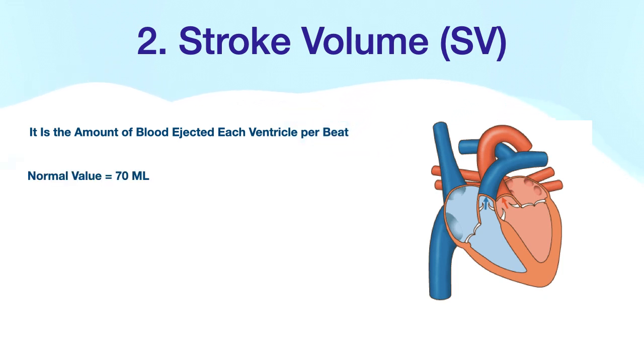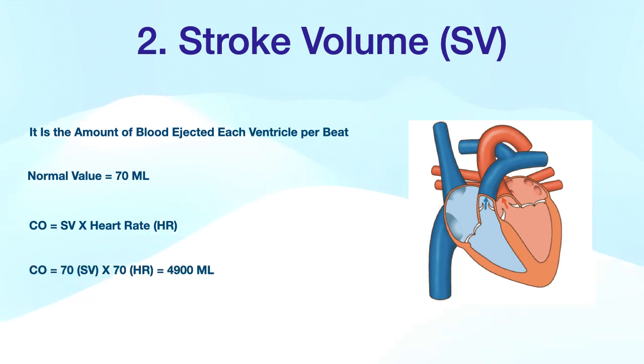Cardiac output now can be derived because we know that stroke volume is per beat and the heart rate describes the number of times the heart beats. So if you multiply stroke volume with heart rate, we get cardiac output. For example, if the stroke volume is 70 ml and the person's heart rate is 70, we get 4900 ml or 5 liters as the cardiac output.